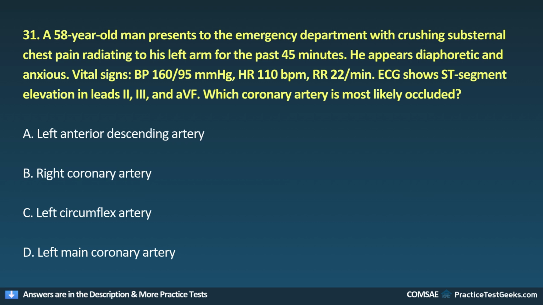31. A 58-year-old man presents to the emergency department with crushing substernal chest pain radiating to his left arm for the past 45 minutes. He appears diaphoretic and anxious. Vital signs: BP 166/95 mm Hg, HR 110 BPM, RR 22/min. ECG shows ST segment elevation in leads II, III, and aVF. Which coronary artery is most likely occluded? A. Left anterior descending artery. B. Right coronary artery. C. Left circumflex artery. D. Left main coronary artery.